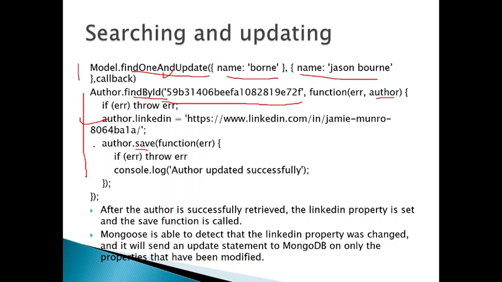After the author is successfully retrieved, the LinkedIn property is set and the save function is called. Mongoose is able to detect that the LinkedIn property was changed, and it will send an update statement to the MongoDB on only the properties that have been modified. So in Mongoose, when we call save, it will actually update these properties.